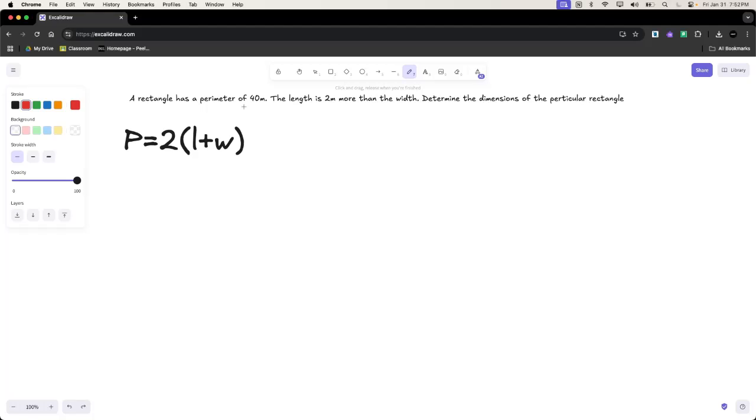A rectangle has a perimeter of 40 meters. The length is 2 meters more than the width. Determine the dimensions of the particular rectangle.